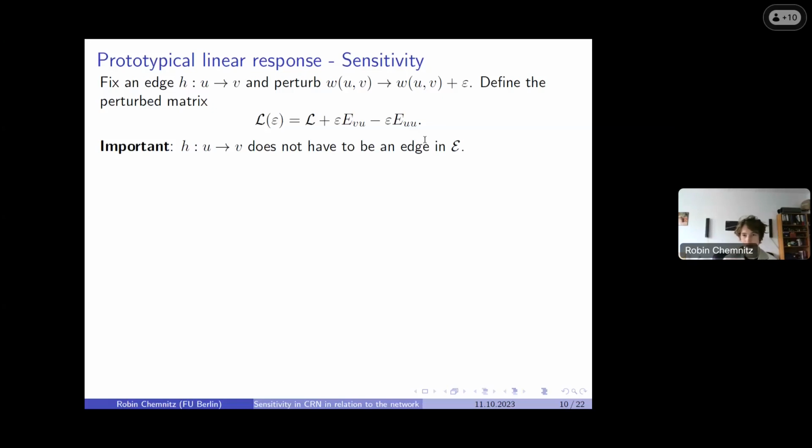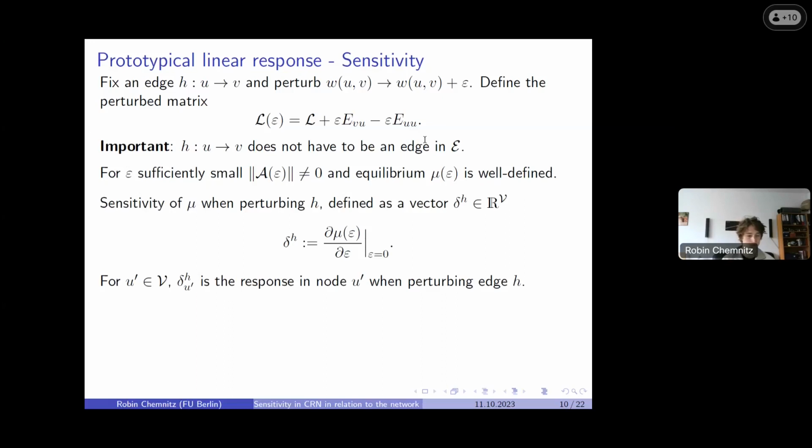If it's not an edge, then we imagine there is an edge, and now this edge has weight 0, and we can perturb the weight. And since we only do infinitesimal changes, the total focus is continuous in epsilon. So if it was non-zero before, it's still non-zero for sufficiently small epsilon, and we still have an equilibrium, mu epsilon. And as before, we can define the sensitivity of this equilibrium when perturbing an edge H as a vector delta H, just as before.